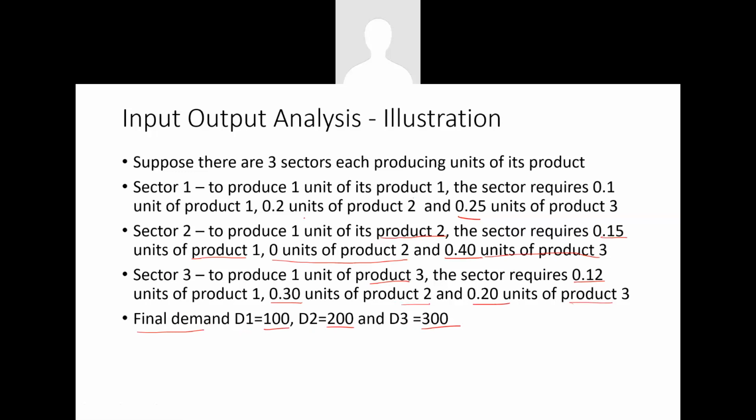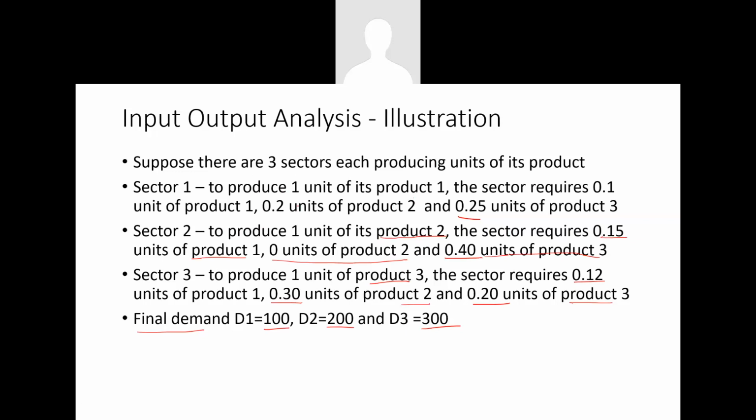Okay, so this shows that all these sectors are producing a product. Sector 1 is producing product 1, sector 2 is producing product 2, sector 3 is producing product 3, and all these sectors are interdependent, because to produce 1 unit of product 1, you need the input from sector 1 itself, and also you require inputs from other sectors like sector 2 and sector 3, and that is the same case for sector 2 and sector 3 also. To produce their respective products, they require inputs from their own sector and also from other sectors.